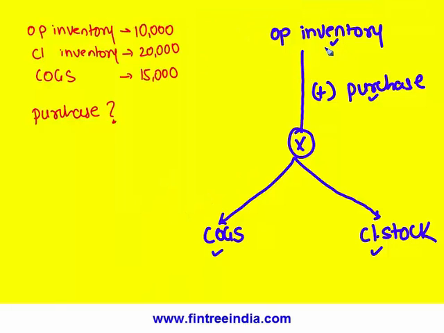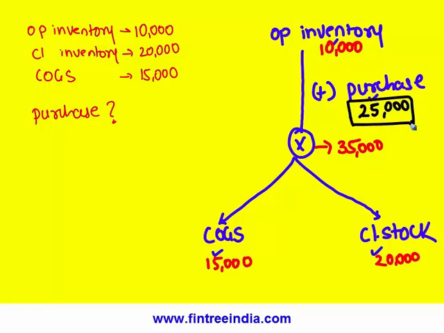So let's fill in this flowchart. Opening inventory 10, so I'm writing 10,000 here. Purchase is what we need to find out. COGS 15,000. Closing inventory 20,000. The moment you have these two items, 15 plus 20, how much should be X? X should be 35,000. Which means the purchases is the balancing figure, which should be 25,000. Any questions here? Should we do next example?